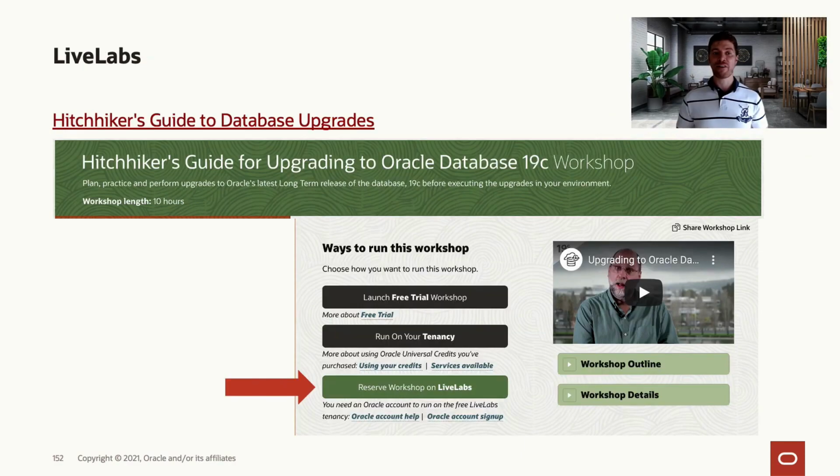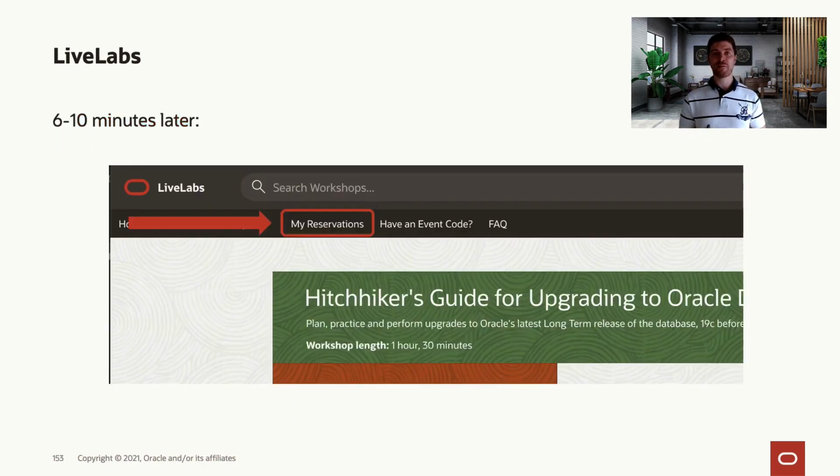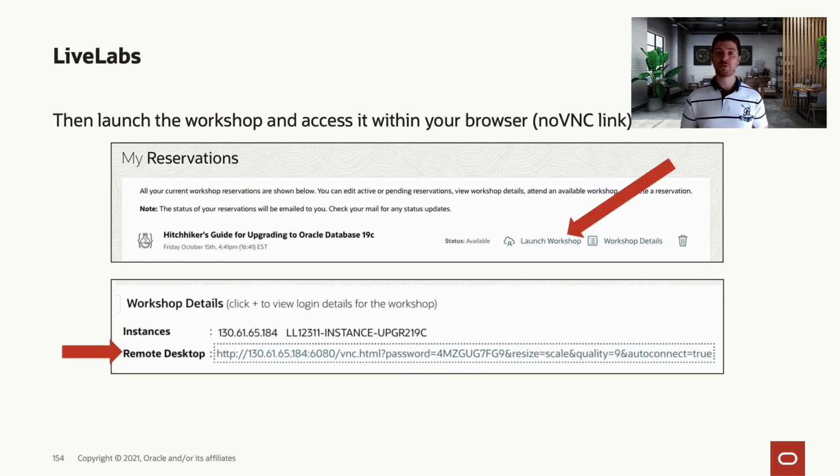If you go with Live Labs, first you open the Hitchhiker's Guide to Database Upgrade link, and then you click this Reserve Workshop on Live Labs button. When you click on that button, it will take about 6 to 10 minutes to deploy an environment for you. When this environment is deployed, you check for it on this My Reservations button in the tab above here. When you click on that button, it will send you to another page where you have your reservations.